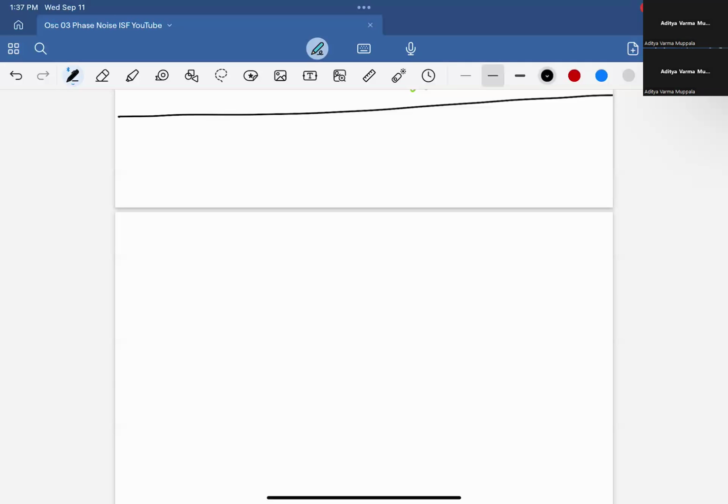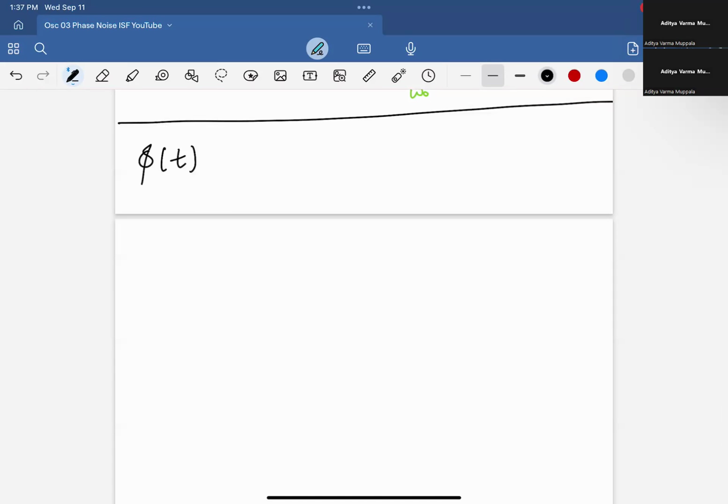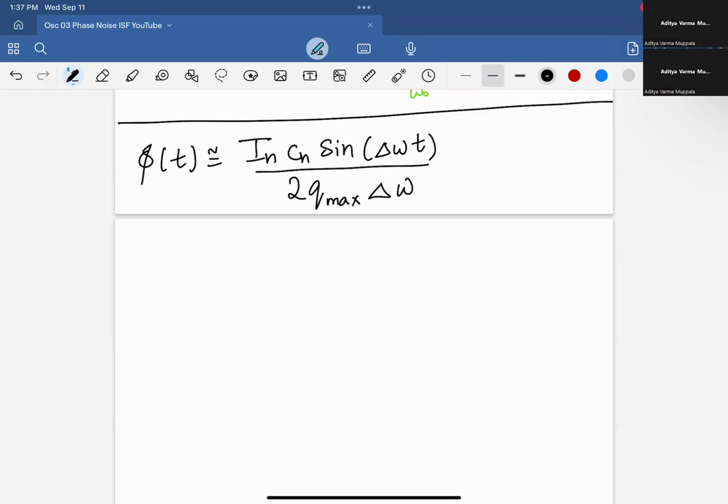Okay. So we saw at the end that phi of t is given approximately by In Cn sine of delta omega t divided by 2 q max delta omega. And we said the modulation index is small. Because it's small, we can find the total sideband power with respect to carrier, once this goes through phase modulation.